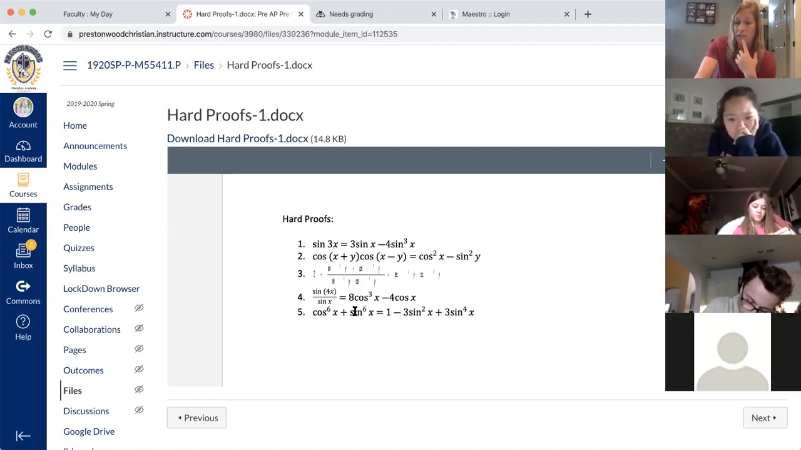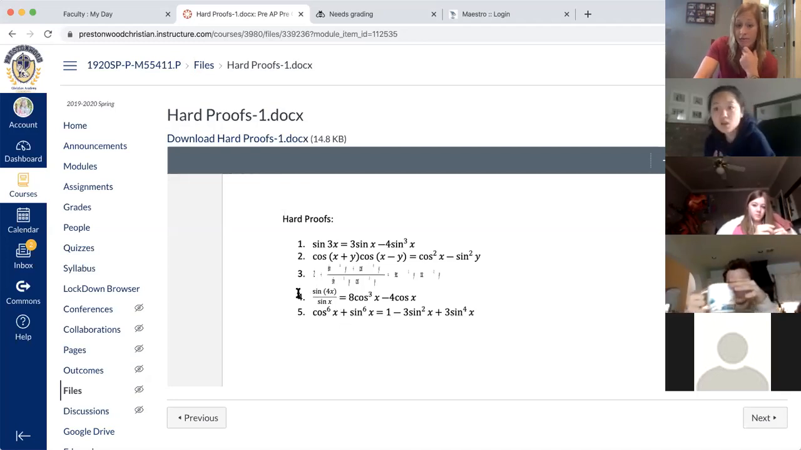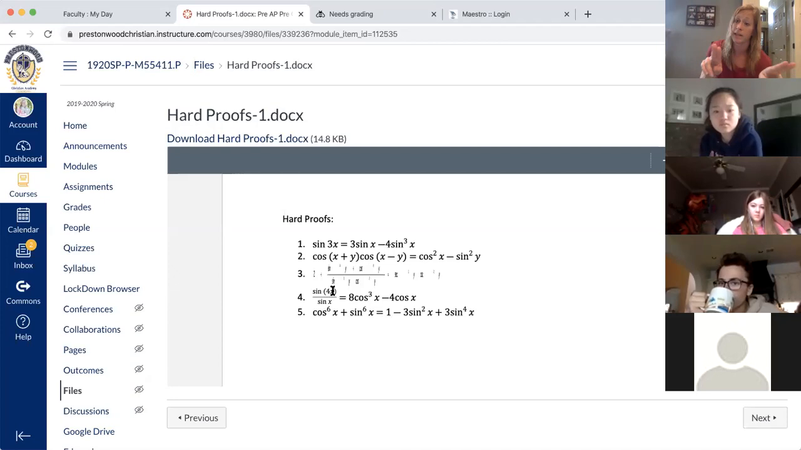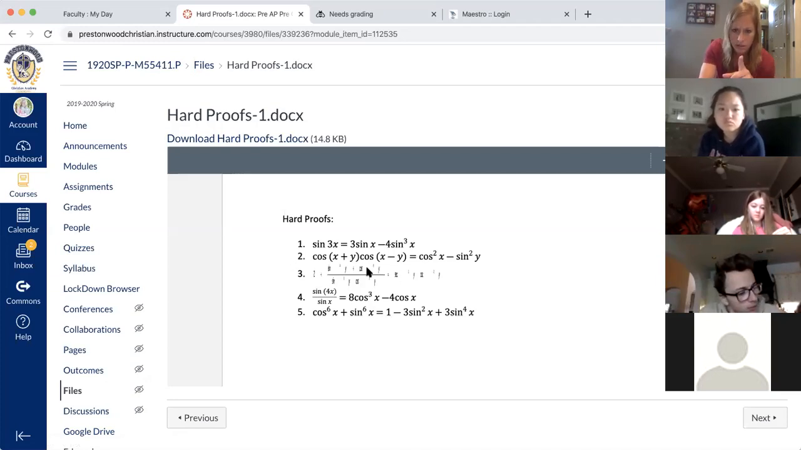Question 5 is cosine and sine raised to the 6th power, so that's a different way to think about it. Question 4 has a sine of 4x in there, so you could think about it kind of like we did the 3x, where you split it into pieces, or you can think about it as a double angle identity, one of those ways. And then I've got to redo question 3 so that you can read it.